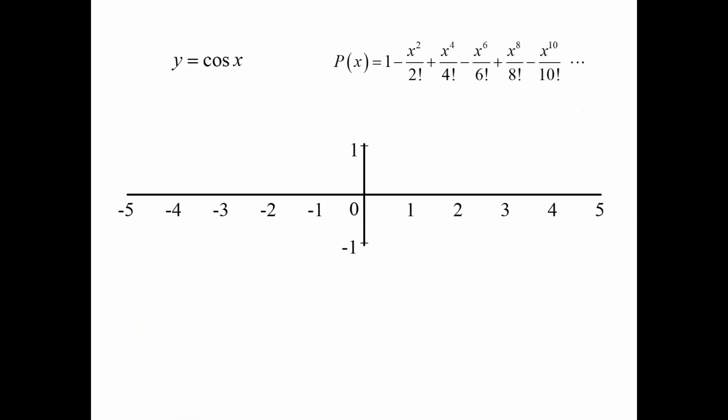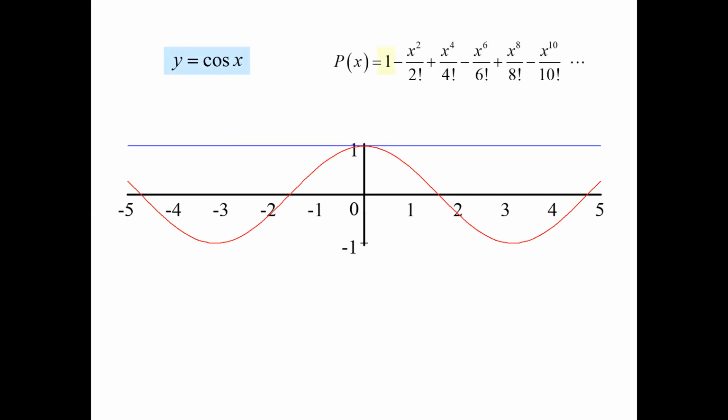What does this look like? Let's take a look at how the graph of the original cosine function compares to the graph of the polynomial that we just came up with. So here's the original cosine curve, the regular old cosine curve that we're familiar with. If we were to just graph the first degree polynomial, it would just be 1. So that would be the tangent line at x equals 0. Add a second term, and we get the parabola like this.